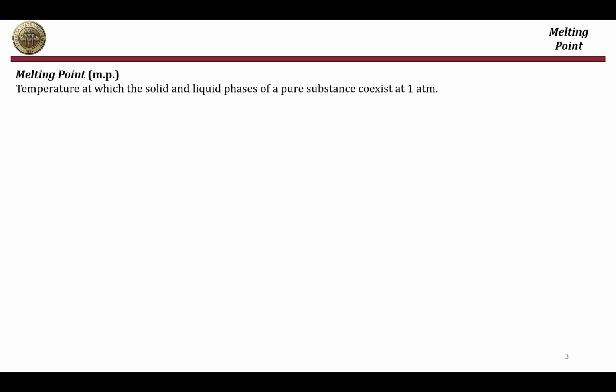The melting point is one of the most important physical properties that is measured in the organic chemistry lab, and its measurement has important applications in the lab. The melting point, by definition, is the temperature at which the solid and the liquid phases of a pure substance coexist at 1 atmosphere.